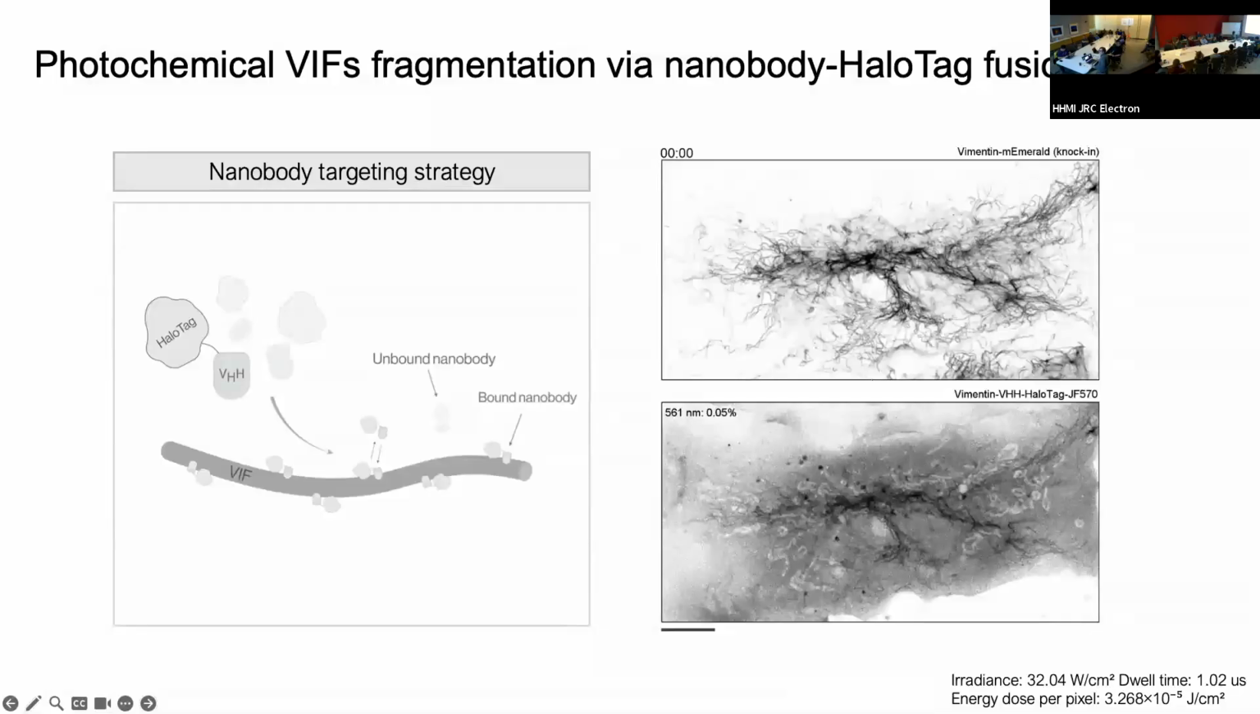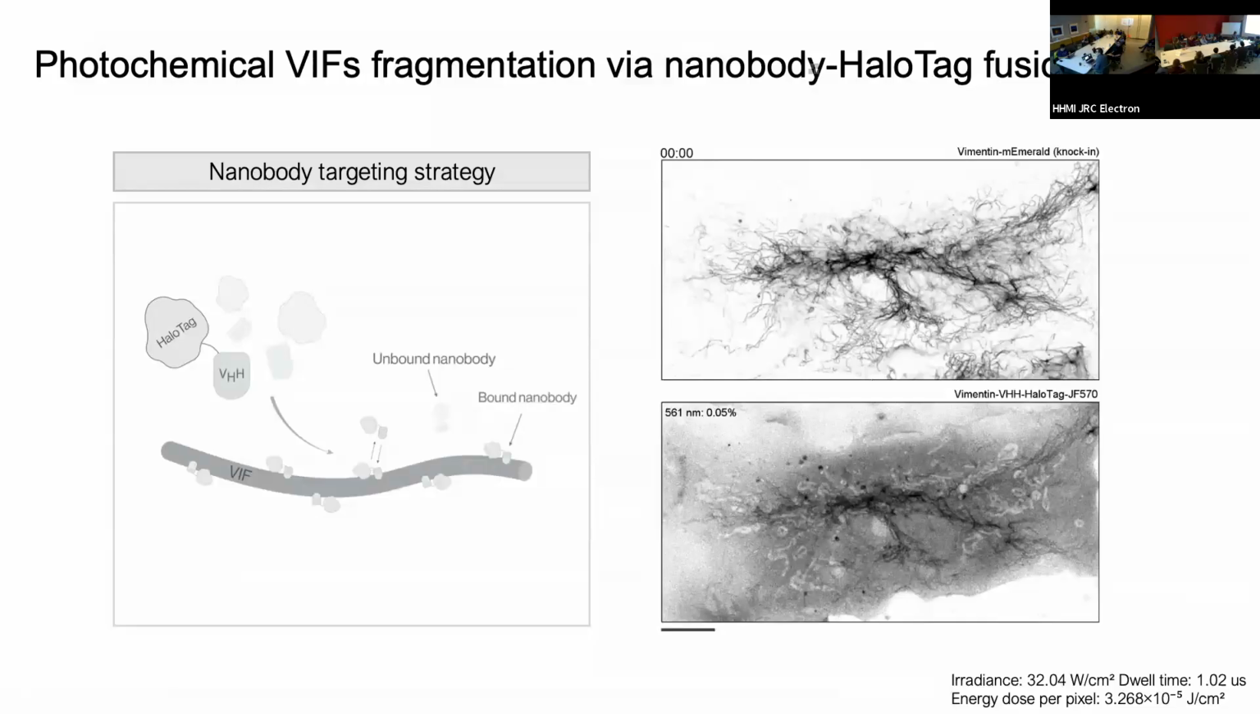We fused the halo tag to the C terminus, expressed it in cells, and found that it beautifully localized to the endogenous filament network. So on the top right here, that's the endogenous filaments labeled with emerald. And on the bottom, this is our vimentin halo tag nanobody labeled with JF570. One thing to note, the signal to noise of the filaments is not as clean. It's not as high as it is with the direct tagged IF subunit. And that's because you're constantly exchanging your bound and your unbound antibody, which is critical. If it was too tightly binding to the IF, it would be interfering with its functions.